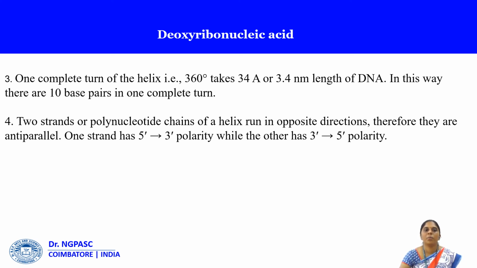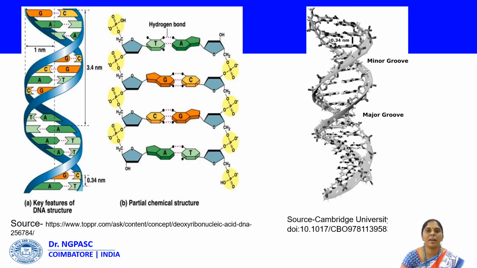One complete turn of the helix, that is 360 degrees, is 34 Angstrom or 3.4 nanometer in length. In this way there will be 10 base pairs, like A, T, G, C, per single turn. The two strands run in opposite directions, so they are anti-parallel. One strand will have 5' to 3' polarity and, because of the anti-parallel arrangement, the other strand will have 3' to 5' polarity. This is the structure of a double helix DNA molecule.